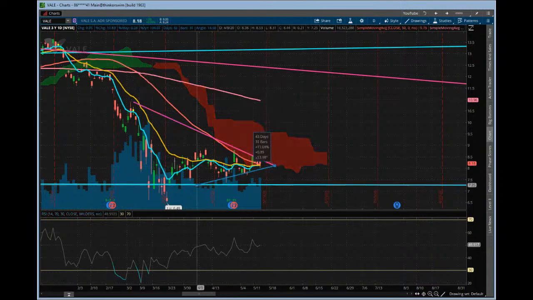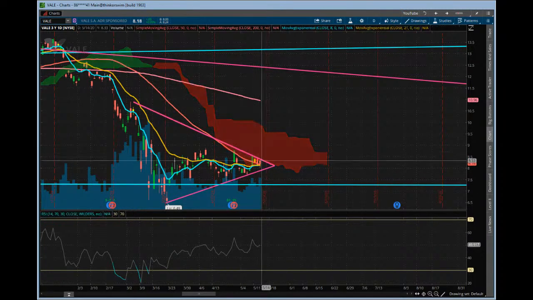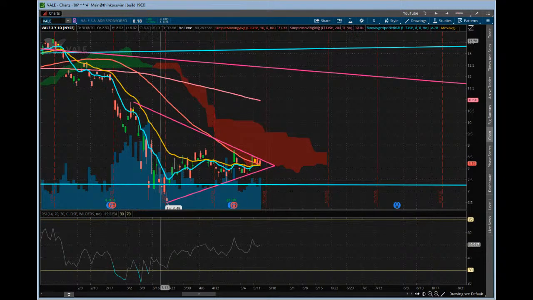Super duper tight. Triangle action right there. So let's see if they can break above that triangle for us and get a move.